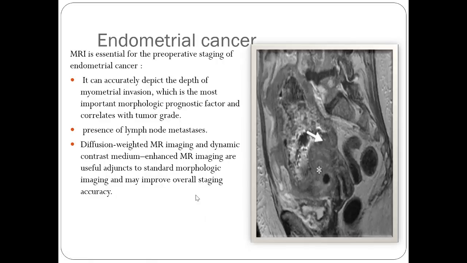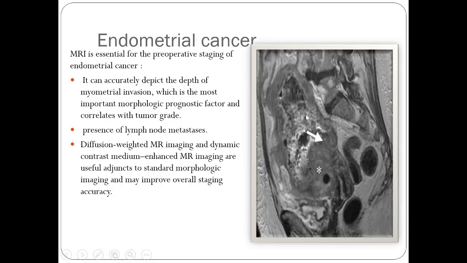In endometrial cancer, MRI is very important in staging. It accurately depicts the depth of myometrial invasion, which is the most important morphological prognostic factor, and correlates with the tumor grade. Lymph node metastases are better delineated by MRI, especially with the use of diffusion-weighted images. Diffusion-weighted and dynamic contrast enhanced MRI are useful adjuncts to the standard morphological imaging and can improve the overall staging accuracy.